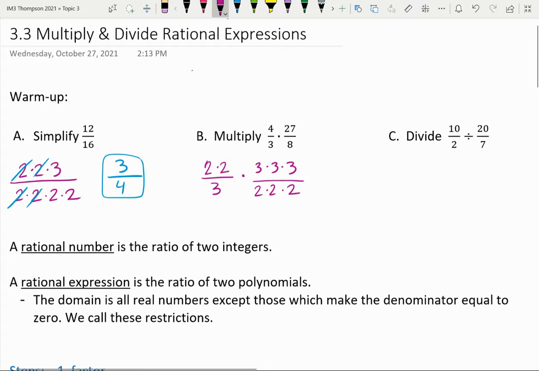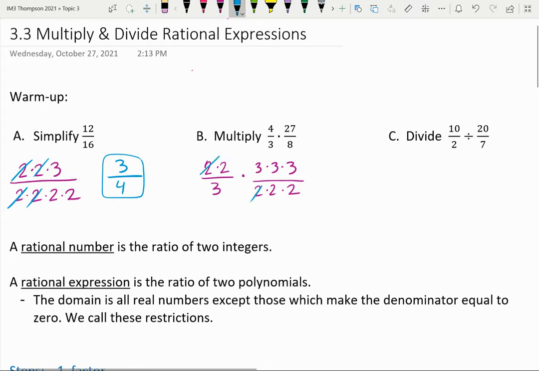When I'm simplifying a fraction, I can simplify up and down. When I'm simplifying a multiplication problem, I can simplify up and down. I can also simplify diagonally, because essentially everything in the numerator is all multiplied together, the 2 times 2 times 3 times 2 times 3, and everything in the denominator is multiplied together, 3 times 2 times 2 times 2. So I can cross cancel this way.